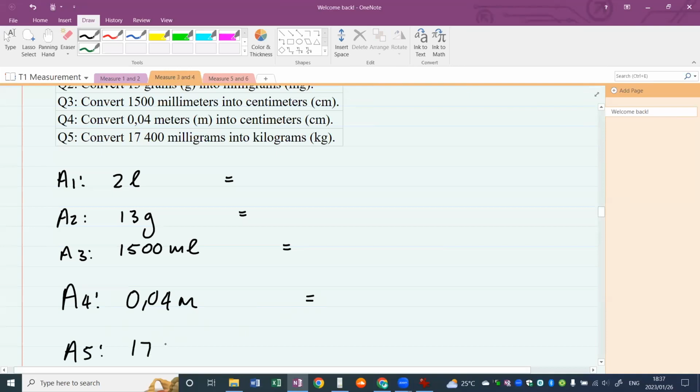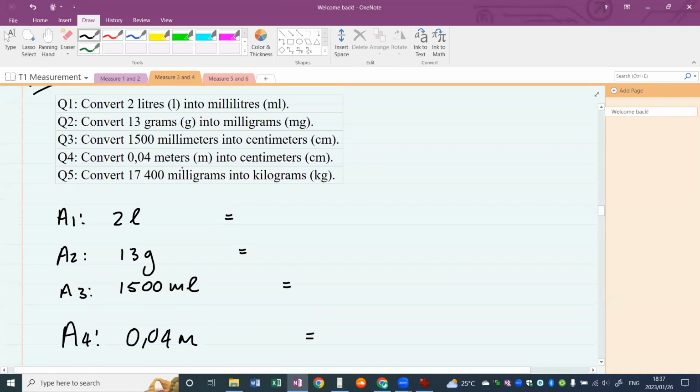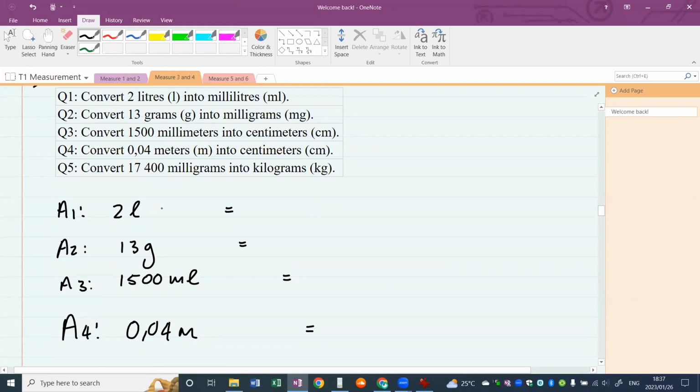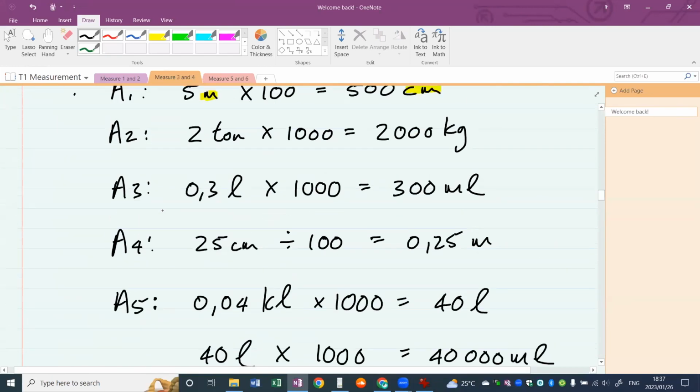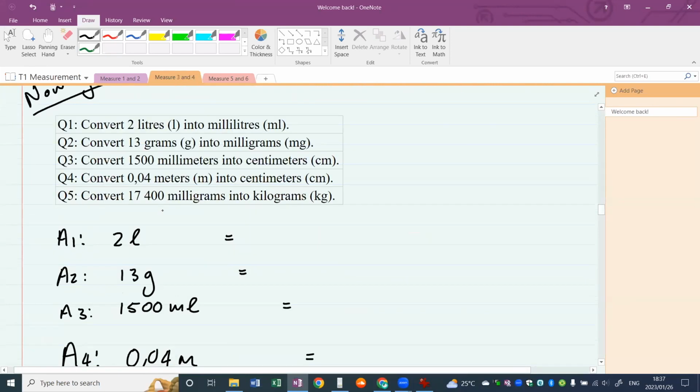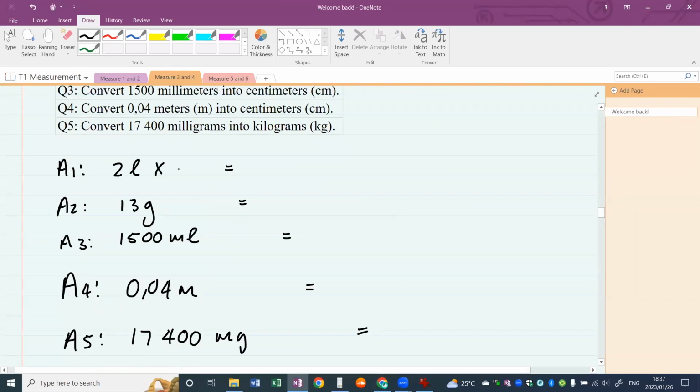All right, 17,400. Just writing the last one down here. Those are milligrams. Okay, here we go. From the top, answer for question 1. Convert 2 liters to milliliters. To go from liters to milliliters, we'll have a quick glance at the diagram. We need to times by 1,000. So 2 times 1,000 should give you 2,000. And like it always says, show your units.